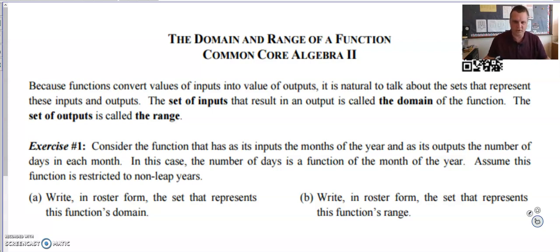Domain and range of functions. Hello, everyone. Lesson 4, page 13.